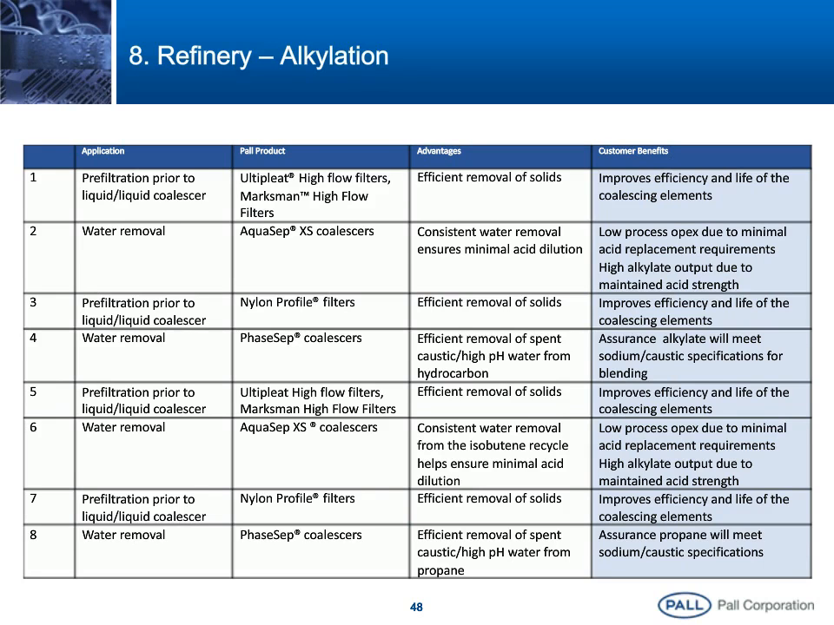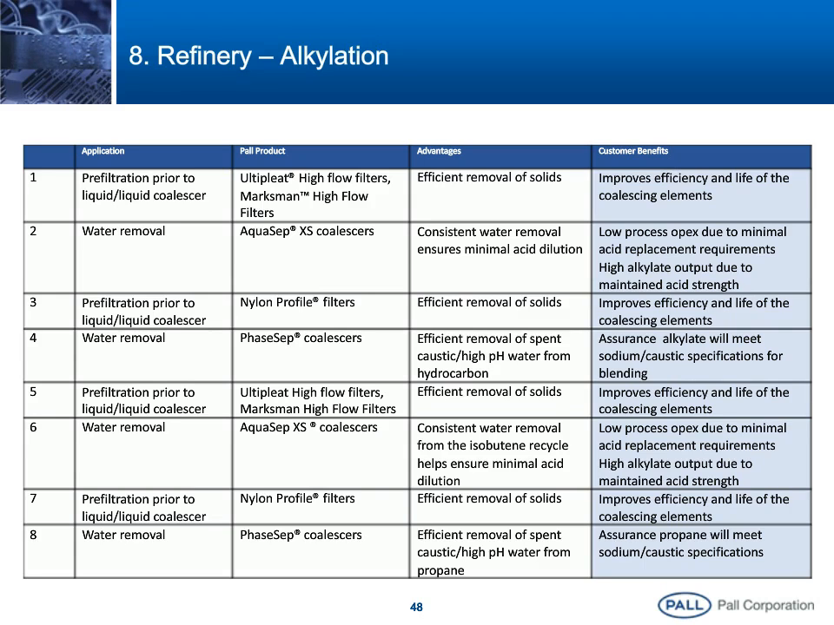So here we can summarize the product recommendations. If we look on the left-hand side, we can see application 2. This is suggested as the Aquasep XS coalescer. This is going to offer low process OPEX by minimizing the acid replacement requirements. You will also see benefit in high alkylate output due to the maintained strength of the acid solution inside the reactor.